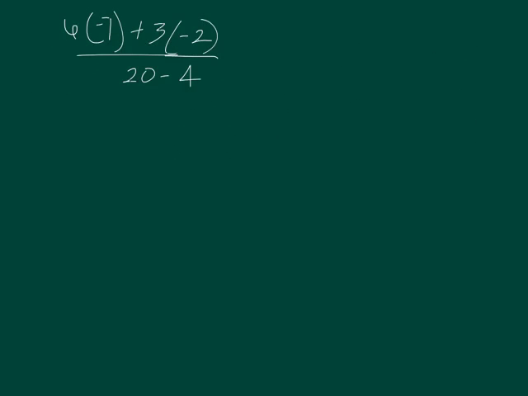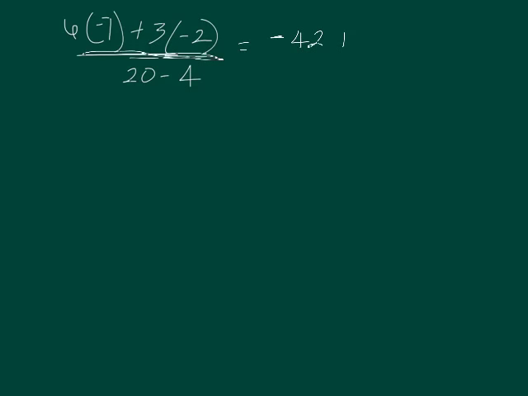Okay, so for this one, we're going to do what's on the top first, and then we're going to do what's on the bottom, and then we'll use our division sign and divide once we get it to one number on top and one number on bottom. So let's get started. 6 times negative 7. A positive times a negative gives me a negative answer, so that's negative 42.